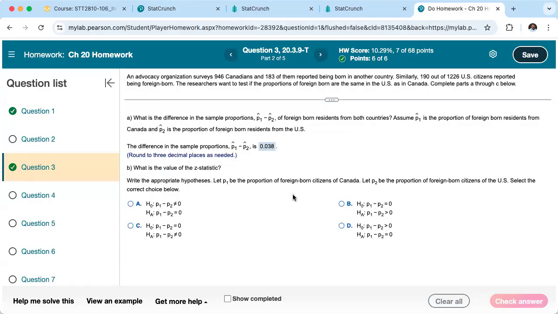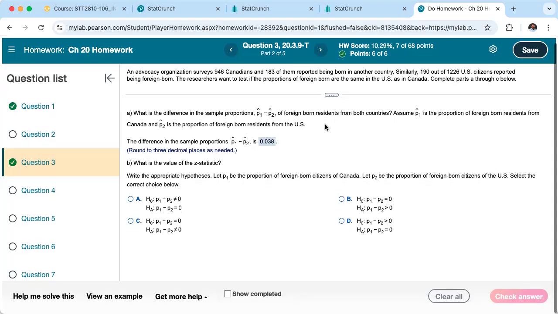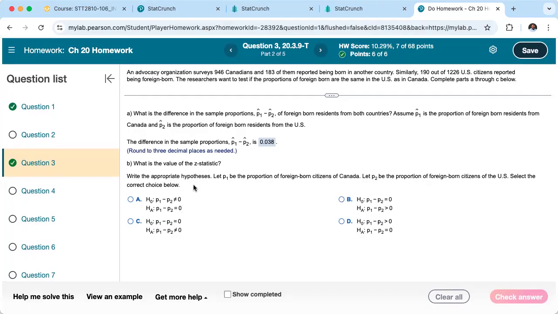The next thing is that we want to write the appropriate hypothesis. So let's get to the problem and see if we can formulate the hypothesis. The researchers want to test if the proportions of foreign-born are the same in the US as in Canada. So what do you think the alternative would be? The alternative would be that they are not the same, which is not equal to. Even if you get confused and want to guess, you should be able to see that A is out of the equation because its null hypothesis is not equal to. And D is also out because its null hypothesis is greater than. We don't want to have those signs in the null hypothesis.